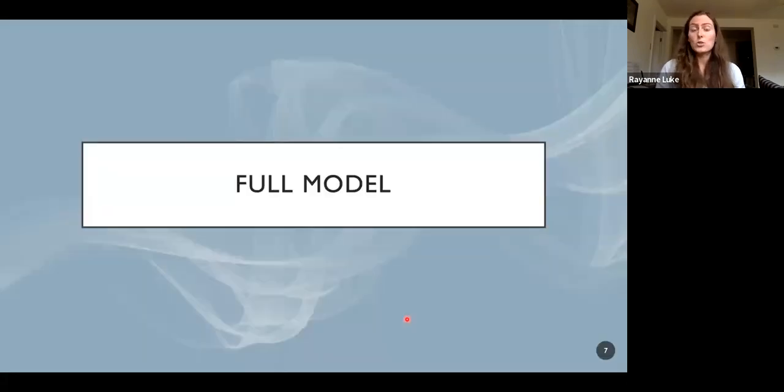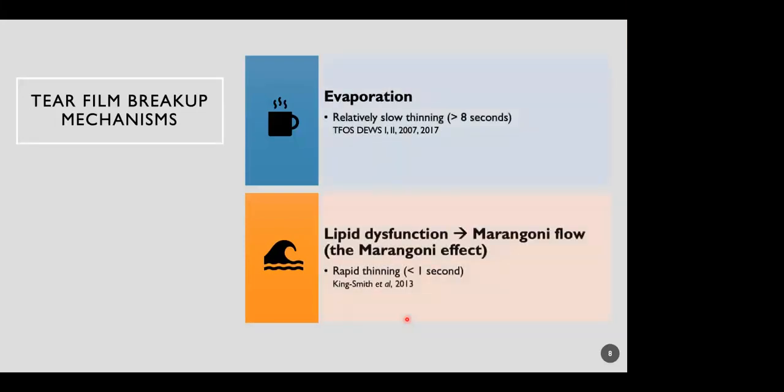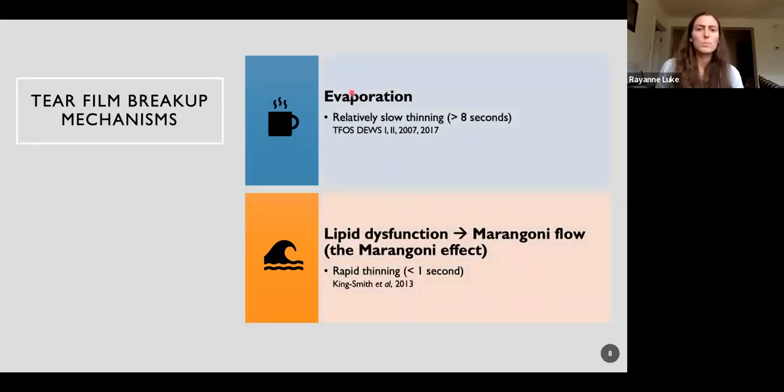Okay, so now I'll introduce the model. It's a PDE model, and it's going to be based on the Navier-Stokes equations, and we're going to take a lubrication theory approach to simplify things. So the model is going to build in those mechanisms that I talked about, both evaporation and lipid dysfunction. Evaporation is something that you can probably understand pretty easily, but lipid dysfunction, or more specifically, the Marangoni effect, needs a little bit more explanation.